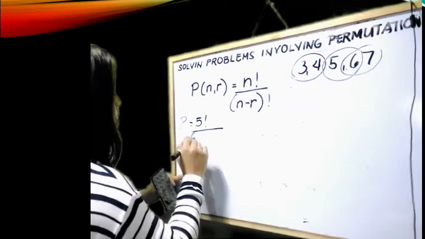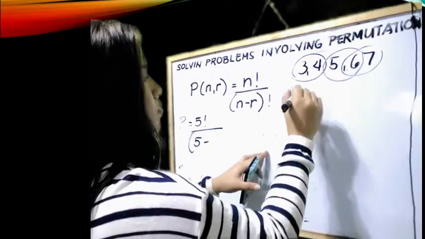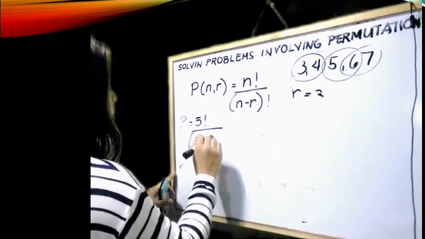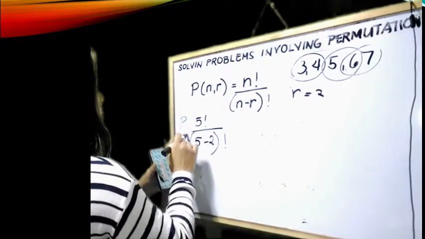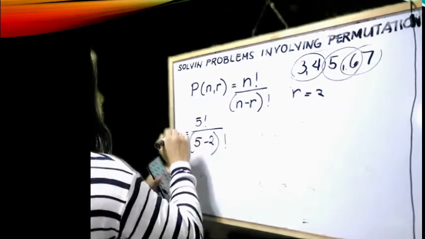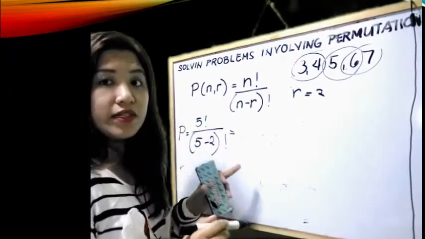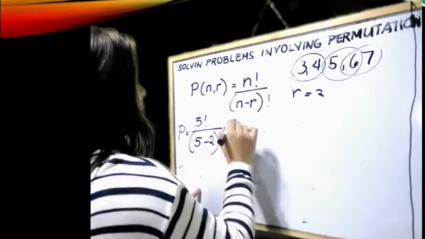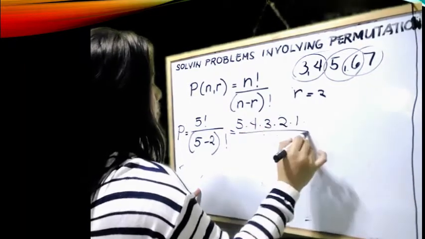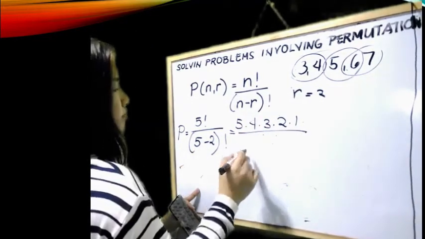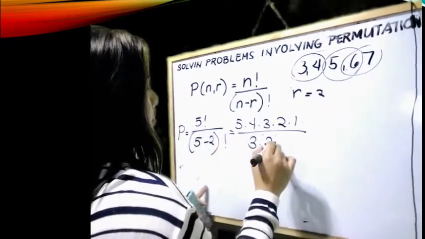So that will be 5 minus your r, which will be taking only 2. So r is equal to 2. And take note, this is still in factorial. Alright, so what happened there was your 5 factorial. If we are going to expand this, that will be 5 times 4 times 3 times 2 times 1 over 5 minus 2, which is 3. That will be 3 times 2, or 3 factorial, 3 times 2 times 1.